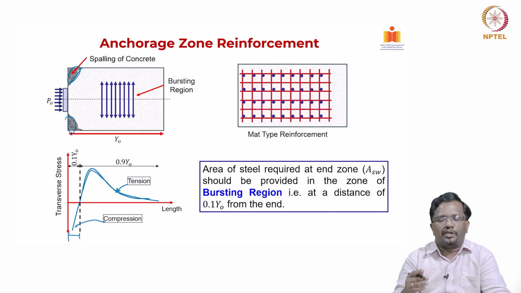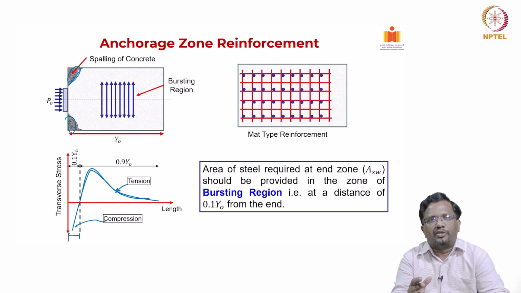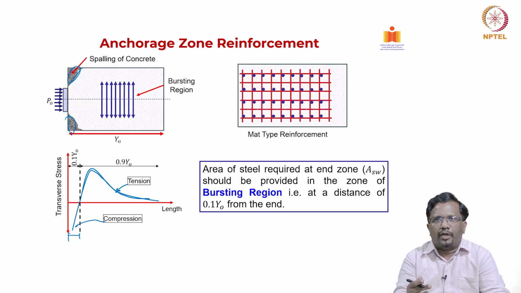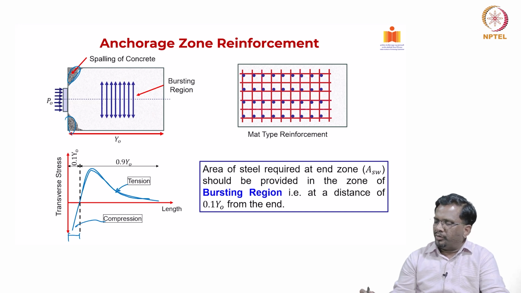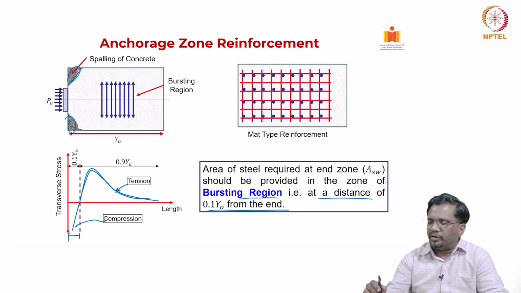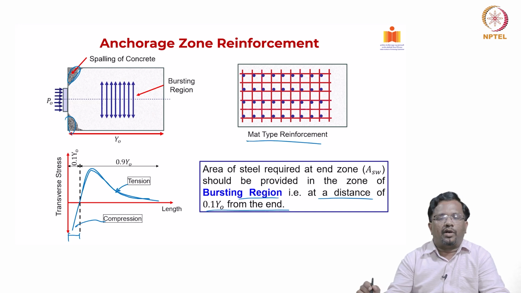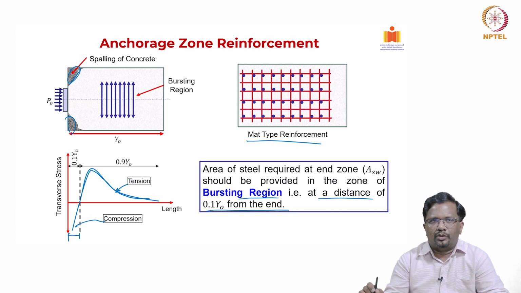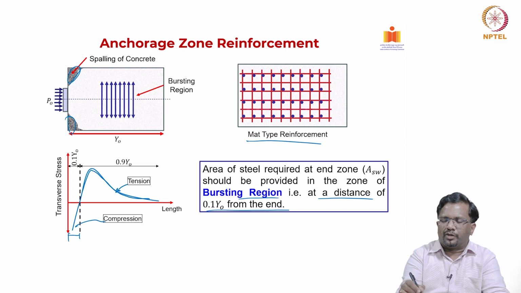So, this is the region where we need to put a lot of this transverse reinforcement to take care of the bursting tension force, right? Now, the area of the steel at the end zone should be provided in the bursting region, that is at a distance of 0.1 Y0 from the end. So, typically we end up providing this kind of a mat type reinforcement, both in the horizontal and vertical direction, though we know that transverse tension is going to create like this.